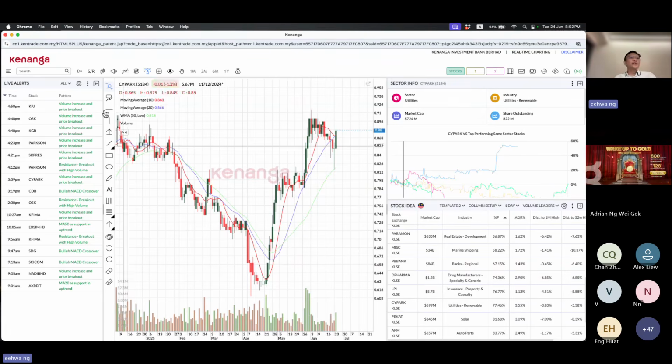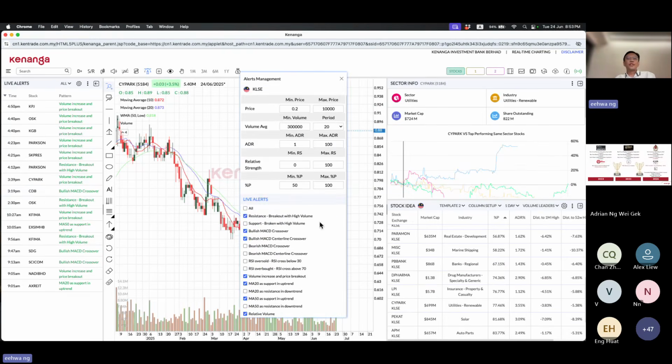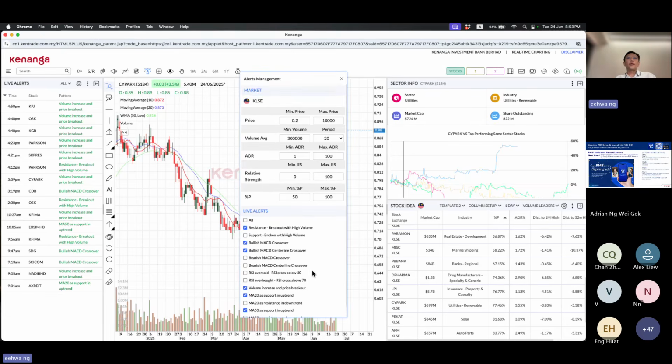Now these live alerts are for the actual day, when the market opens at 9 a.m. all the way to 5 p.m. You get any stocks that trigger these preset rules. These are the ones that I'm using, so I'm sharing with you: resistance breakout with high volume, bullish MACD crossover, bullish MACD center line. Basically, I'm selecting all the bullish rules. And then my P percentage I set at 50%. If I were to lower this to 40%, you will see on the left-hand side more stocks may come up.